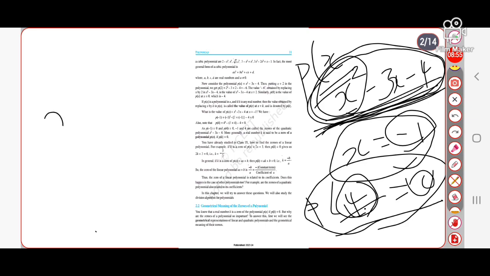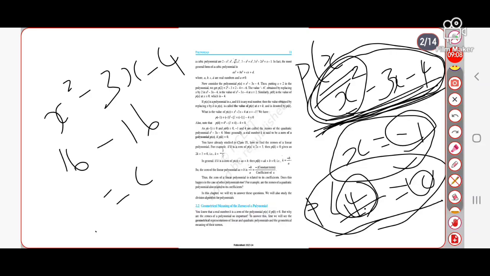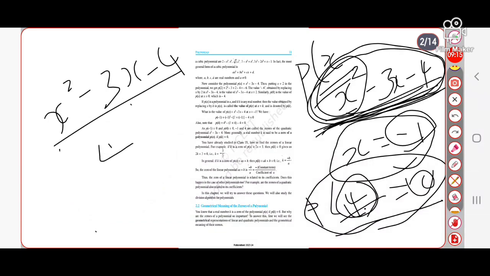For x square minus 3x minus 4, we are substituting 4 and we got 16 minus 16, so we arrived at 0. So for this equation, 4 is the zero, right? For this polynomial, 4 is the zero. So the zero of the polynomial for this equation is 4.